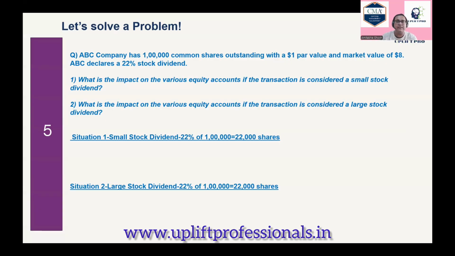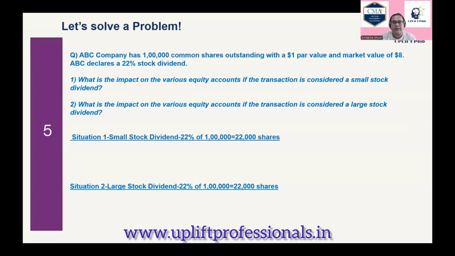We have learned that when there is a small stock dividend, my retained earnings gets debited with the fair value of the stock. What is then created? My common share capital gets created by the par value, and the difference goes to the additional paid in capital. So here the 22,000 shares will be multiplied by the market value, that is the fair value, and that will go to my retained earnings debit. Then there is a difference, 22,000 into 7, that goes to my APIC, and $1 the par value into 22,000 shares goes to my common share capital.